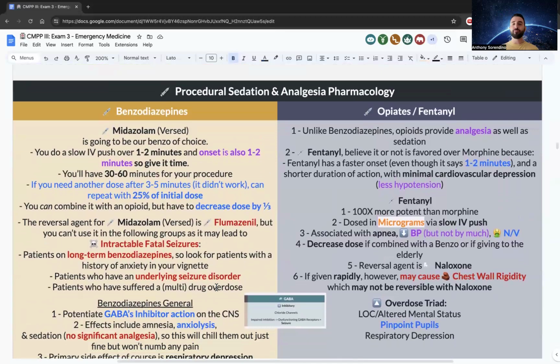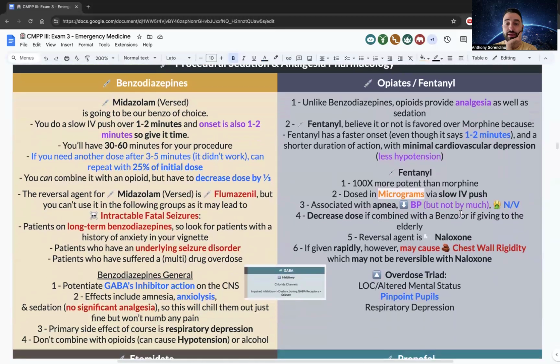All right, so opiates and fentanyl. So fentanyl is going to be the one of choice. This is the one that is going to be able to give the patient some analgesia, some pain relief. Know that it's dosed in micrograms. So look for that mcg.